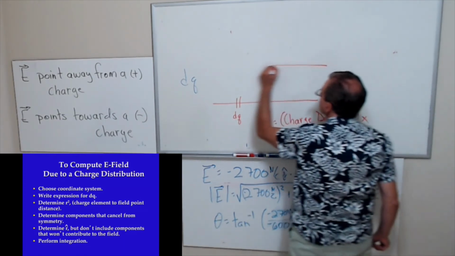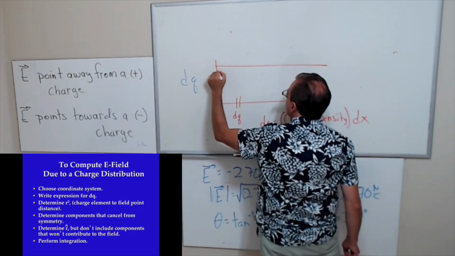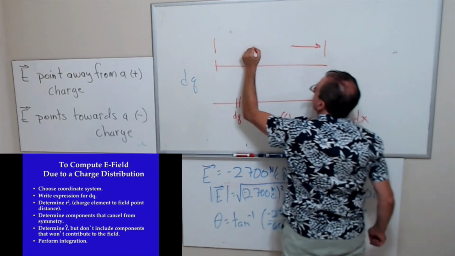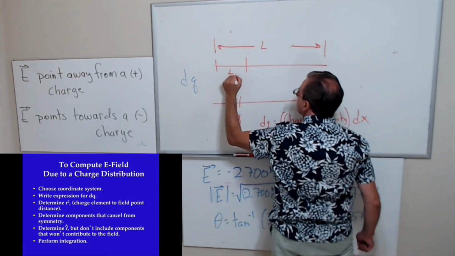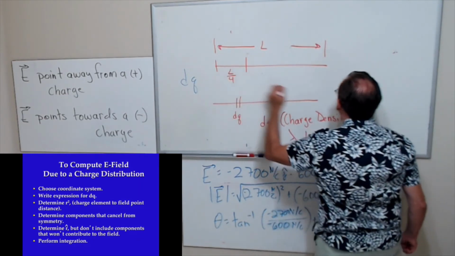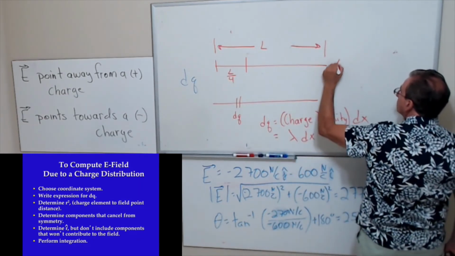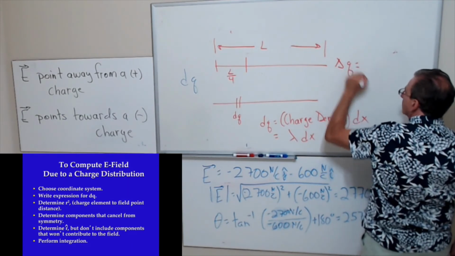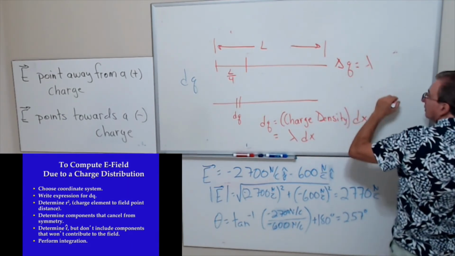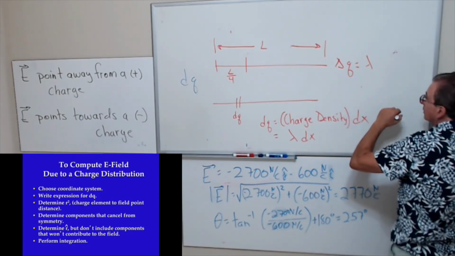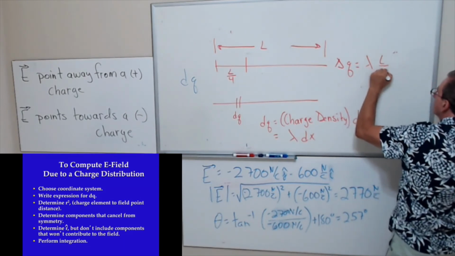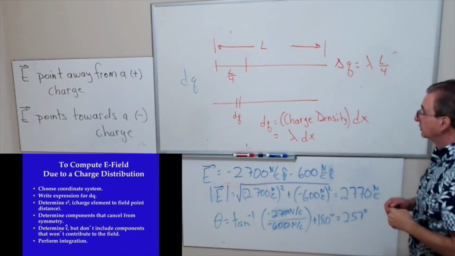Same thing as if I actually said, let's say this is L, and this is L over 4. I want to know how much charge is in here. Well, I would take my delta Q, and I would take my charge density lambda, times L over 4. That's how much charge is in here.